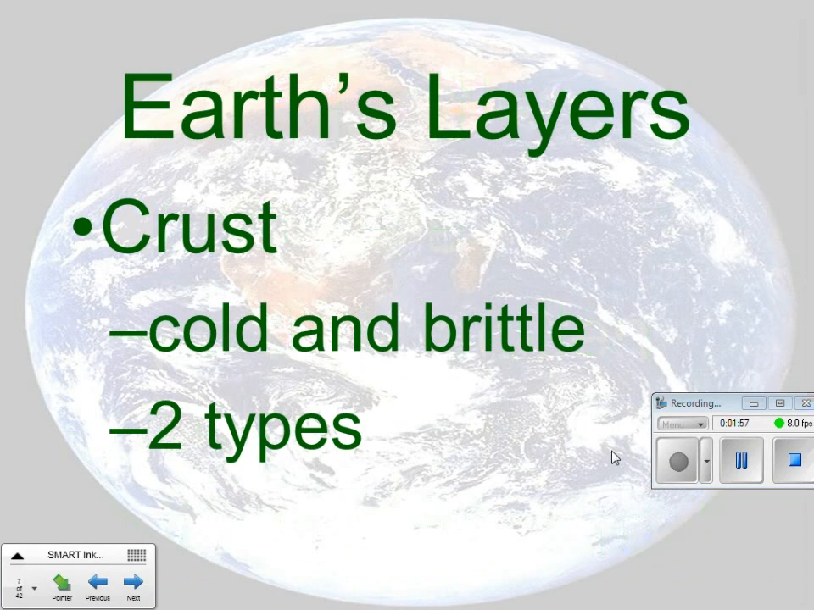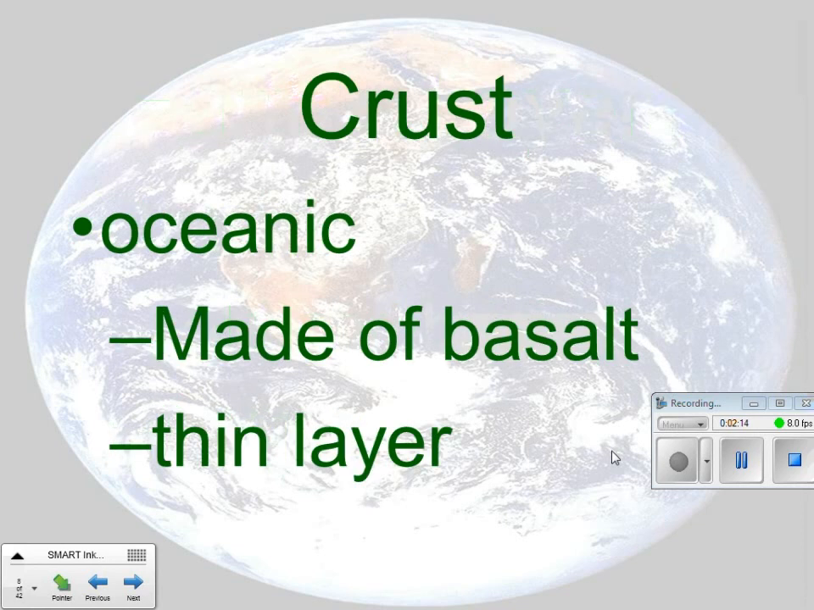Earth's layers, still, the crust. This is where we live. It's relatively cold and brittle, which means easy to break. And there are two different types of Earth's crust, and these two types are very important to the entire unit, so make sure you know the two types of crust.